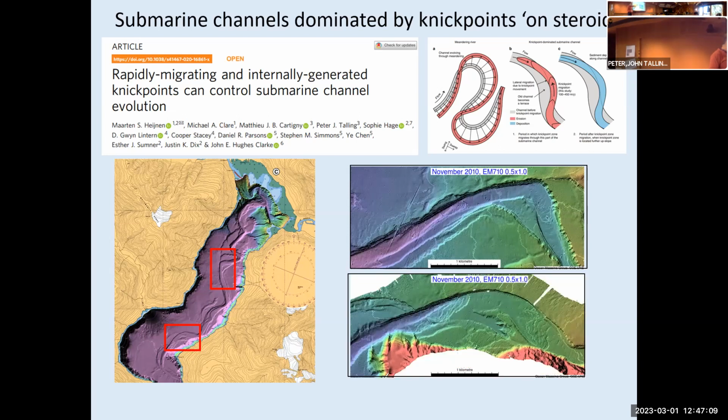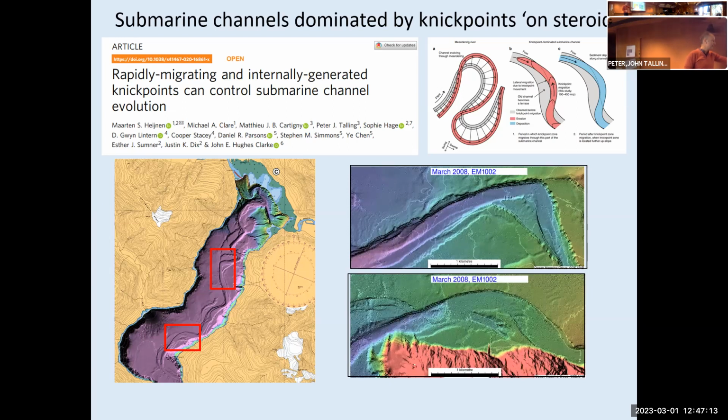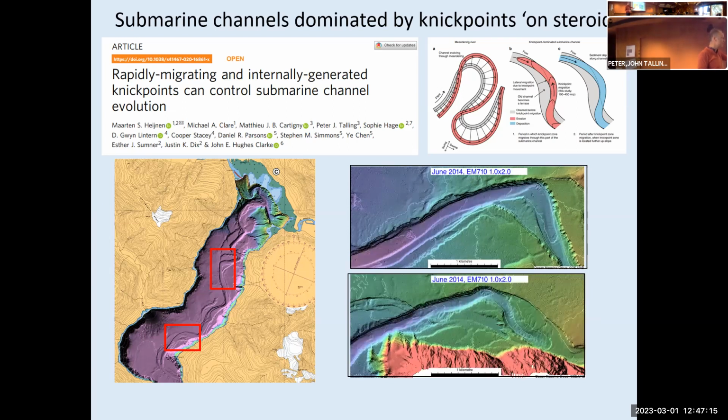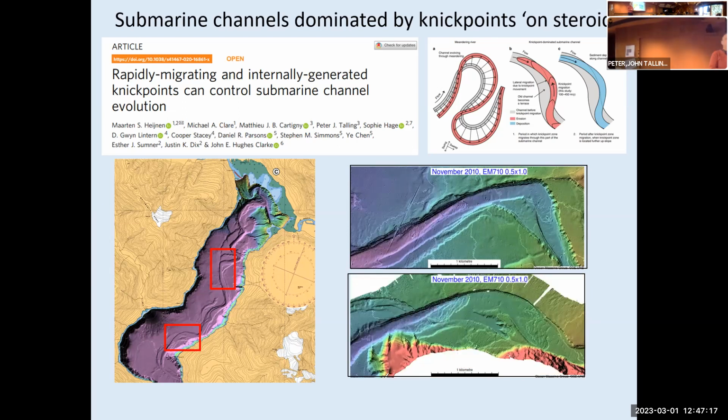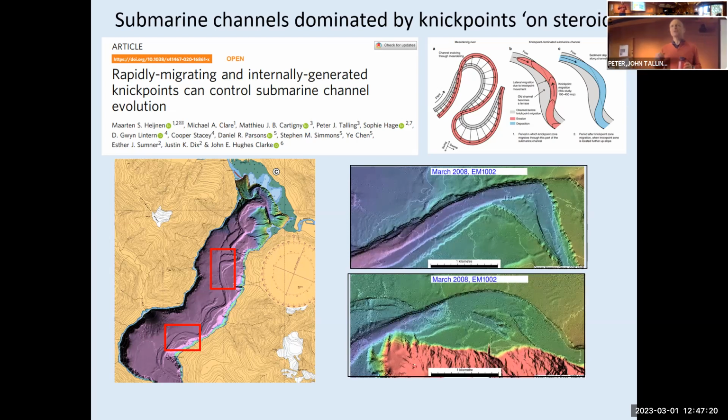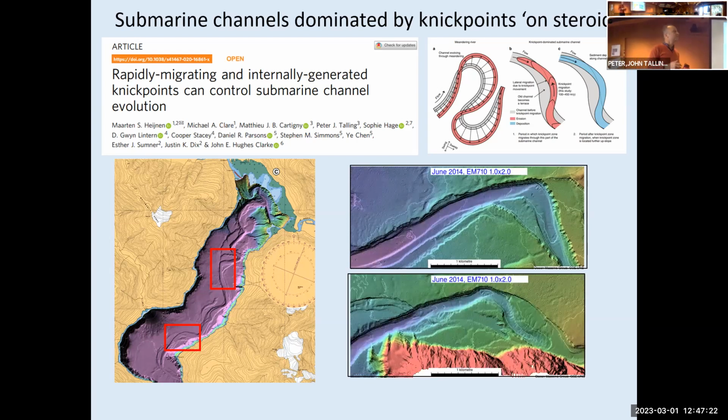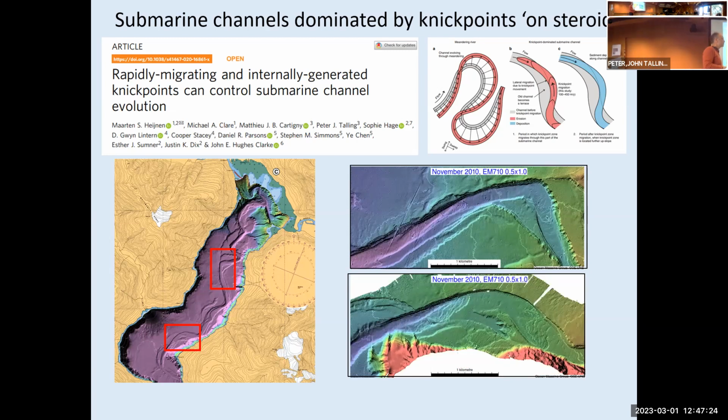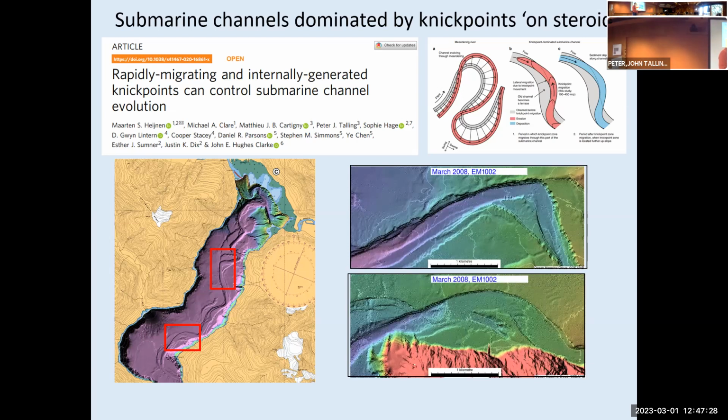It has this beautiful 50-kilometer submarine channel down to water depths of maybe 600 meters. And these are time-lapse images by a guy called John Hughes Clark, who's the godfather of this monitoring and seafloor geodesy. He works in New Hampshire, the Seacom group. John's great. And he went out and mapped this channel bend. And you can see these waterfall-like steps.